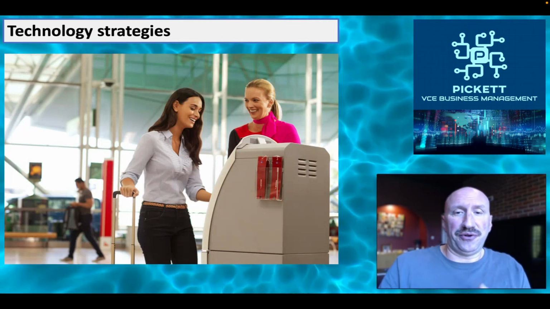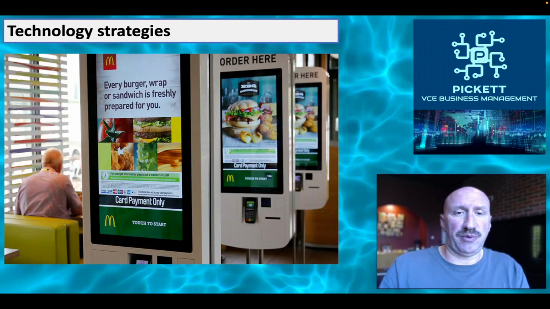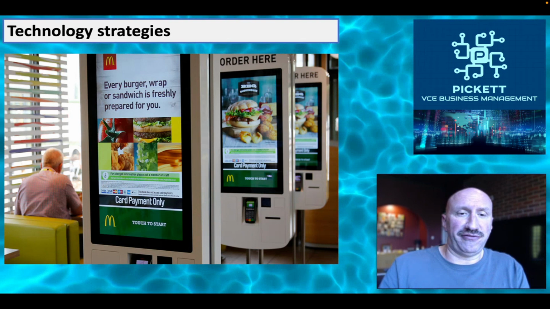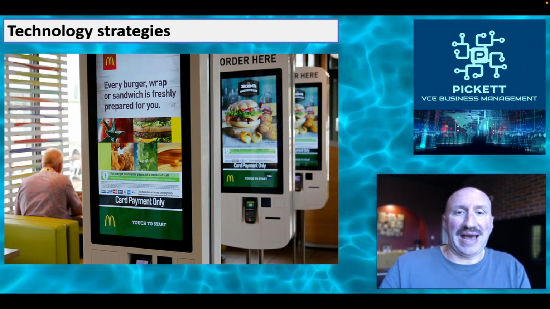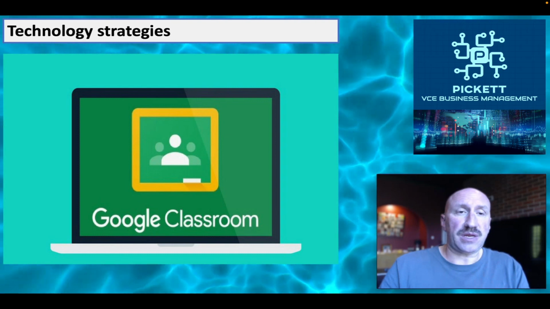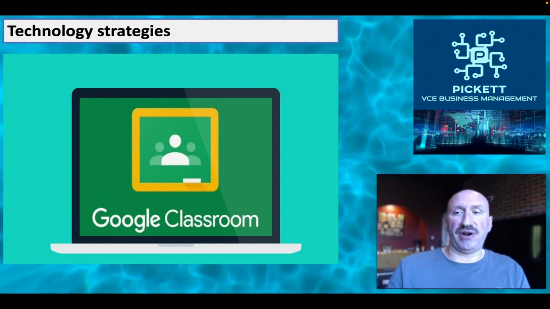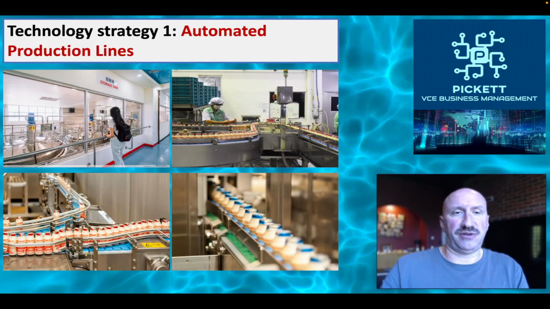And then later on, airline automated check-ins. That's a much more recent thing than in the supermarkets. And now even Macca's, you can order your food via these screens instead of going and doing it at the registers. Google Classroom, a technology that's been implemented in education around the world. So technology, you can see, takes lots and lots of different forms.